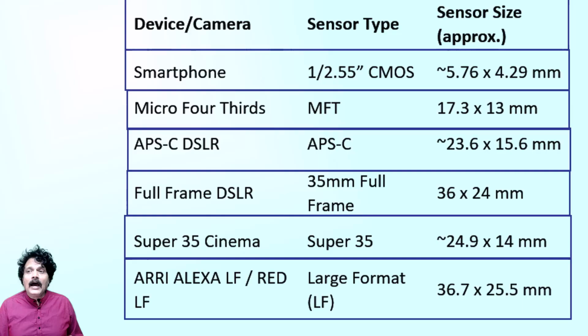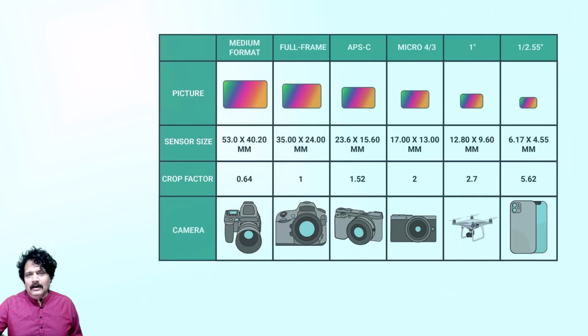And then you have the Super 35 cinema camera, which has a width of 24.9 mm and height of 14 mm. Then you have the Alexa and RED cameras, with sensors of around 36.7 mm into 25.5 mm. If you use a bigger sensor, it gathers more light and gives you a cinematic shallow depth of field. Smaller sensors tend to keep everything in focus.